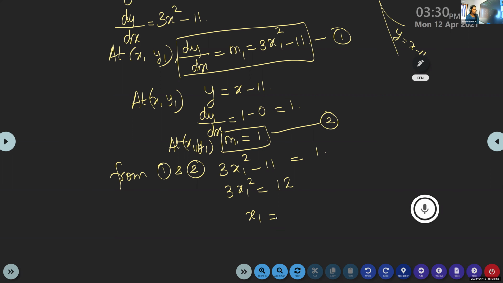These two are slopes. Slopes are equal. So equate it and find out what is x1. X1 is 2. Is it 2? Make sure.